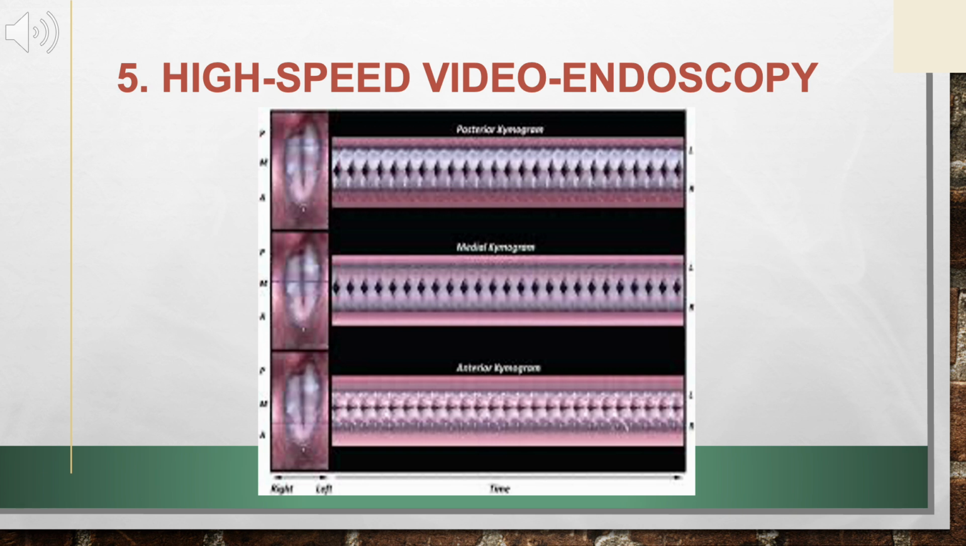5. High-speed video endoscopy. Captures actual real-time vibration of the vocal folds, up to 4,000 plus fps. Helpful in evaluating irregular or aperiodic vibrations. More detailed than stroboscopy but less commonly used due to cost.